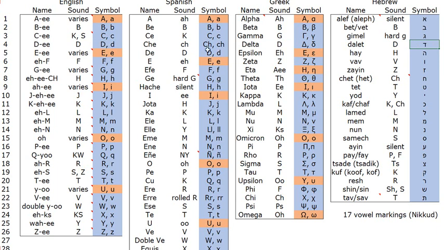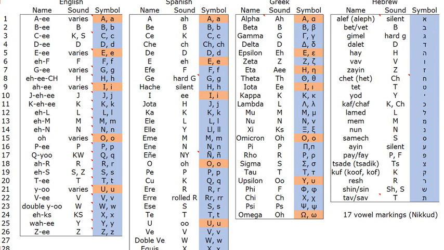You'll also notice that in English, Spanish, and Greek, there are upper and lowercase letters. There's no difference in case in Hebrew. Hebrew only has one symbol, no distinction between upper and lowercase. You'll also notice that English, Spanish, and Greek have symbols for consonants and symbols for vowels. In Hebrew, the letters represent consonants only. Vowels are handled separately using a system of markings called nikud, and there are 17 different vowel markings that you would learn separately that are attached to the symbols for the consonants.